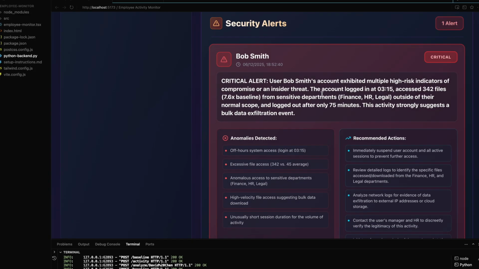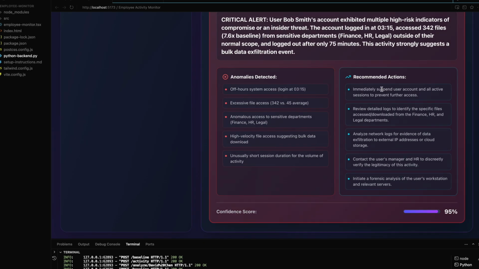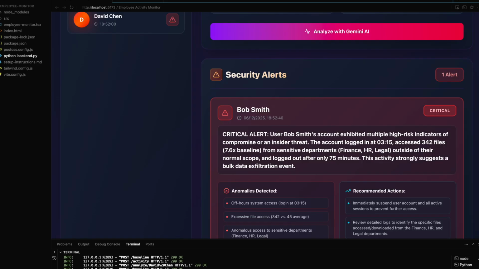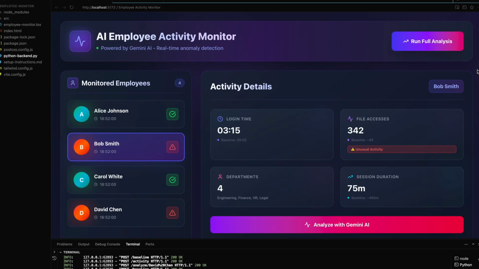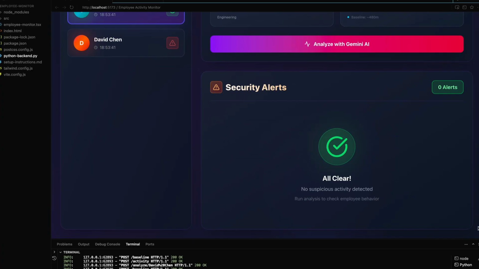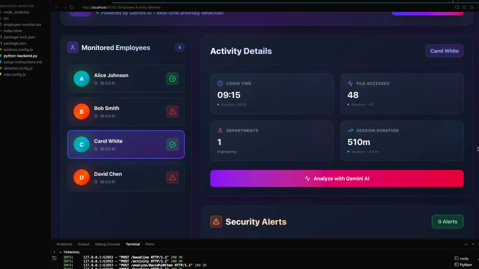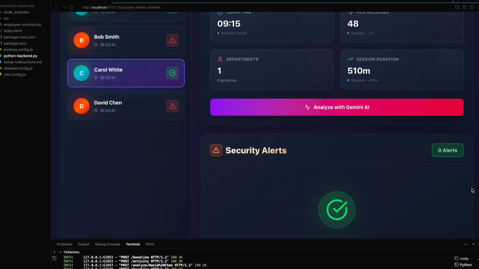What it describes is that the account logged in at 3:15 and accessed 342 files. It is a summary of what this particular person has done, with the details of anomalies and recommended actions. The confidence score is 95 percent, which means they have performed something wrong. The same goes for the others, and here there is nothing, so there is no suspicious activity by this particular employee. It just says there is none.